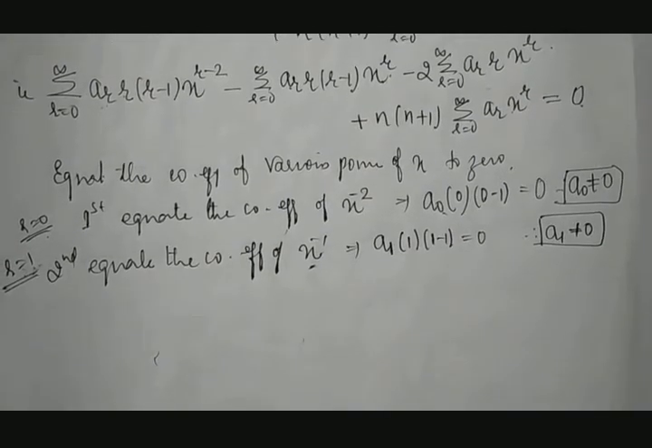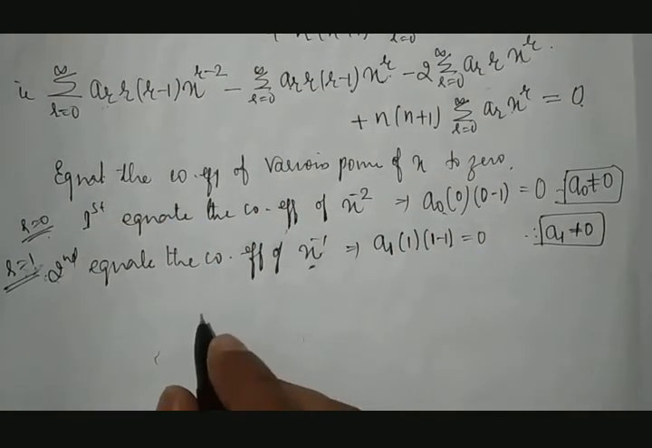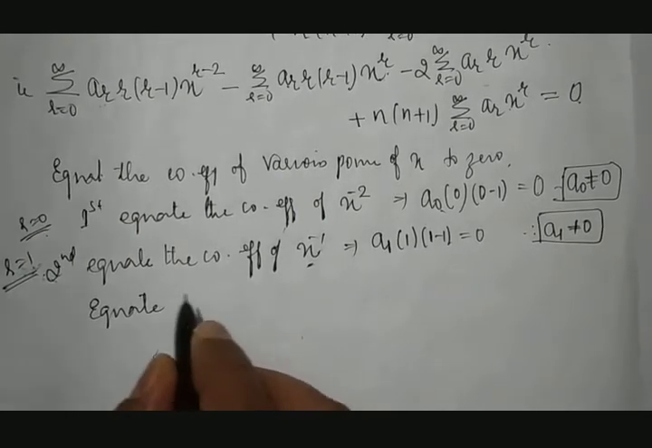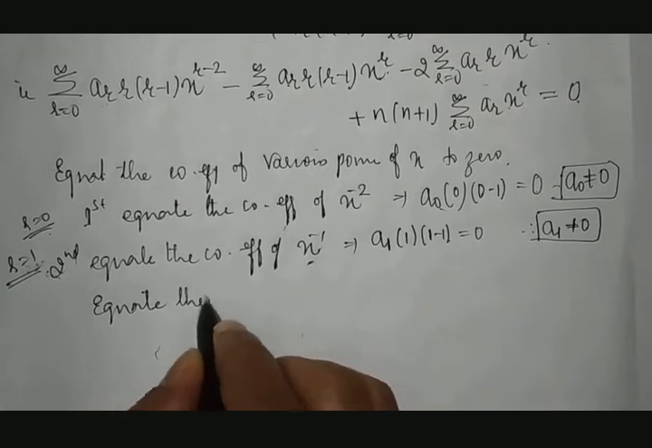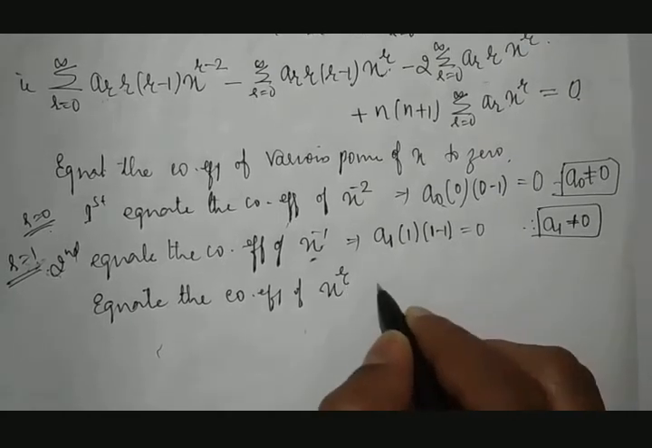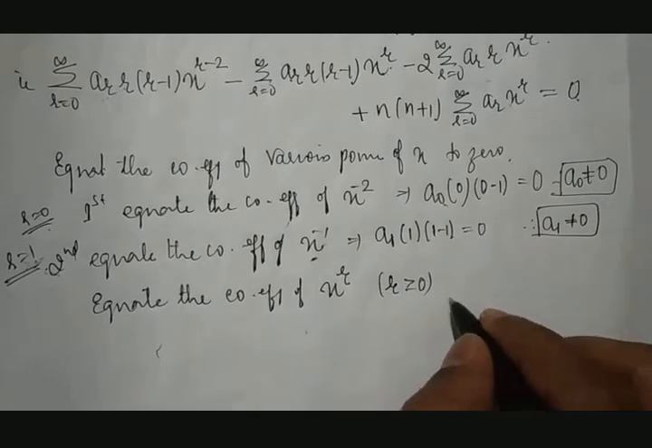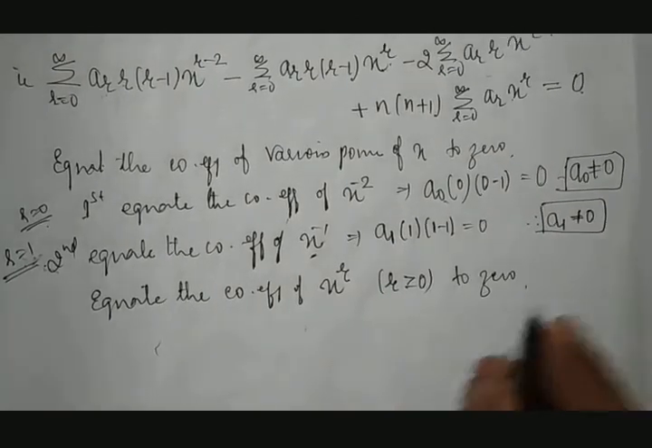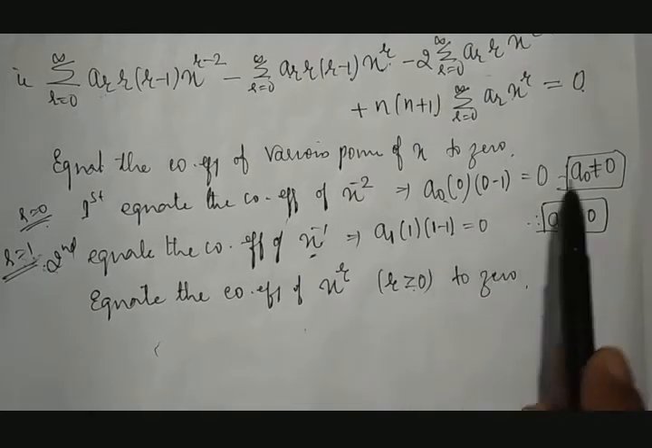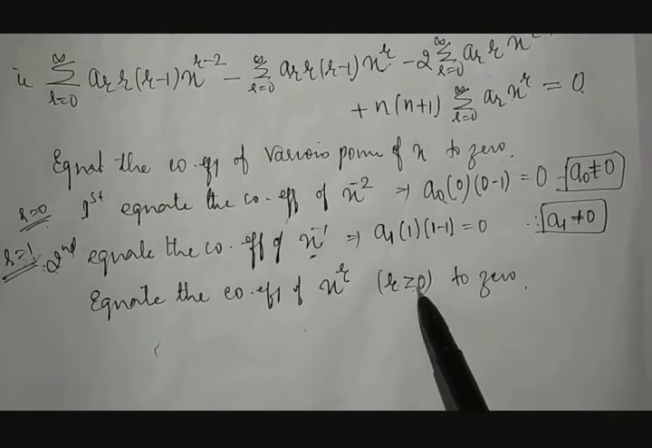There are two results. Similarly, if you continue and put n equal to 3, 4, 5, 6, you will be getting the results. But instead of going through that, we'll take a generalization for this. Therefore, equate the coefficient of x raised to r, where r will be taken as more than or equal to 0. This will be equated to 0. How to equate then? If you put r equal to 0, you will be getting this result. If you put r equal to 1, you will be getting this result. Then minimum 2 we need to substitute.